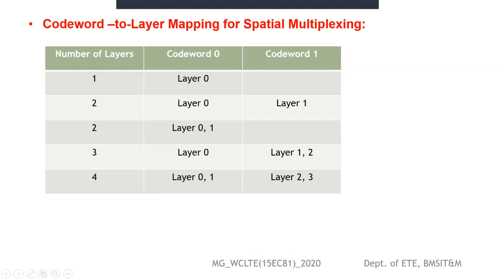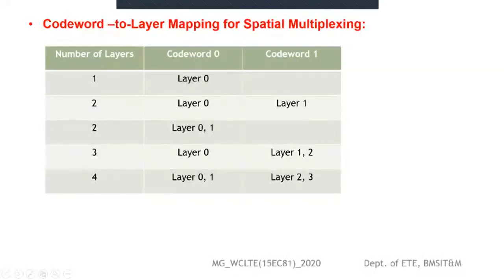So this will be done at the beginning only. During that time also the number of layers is 2. The next one is I can map codeword 0 to layer 0 and codeword 1 to layers 1 and 2. So here the number of layers will be 3. The next possibility is I can map codeword 0 to layers 0 and 1 and codeword 1 to layers 2 and 3. Here the number of layers will be 4.